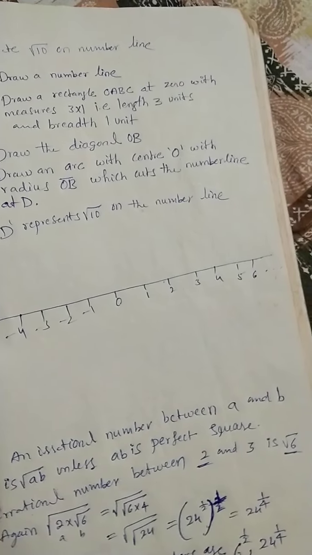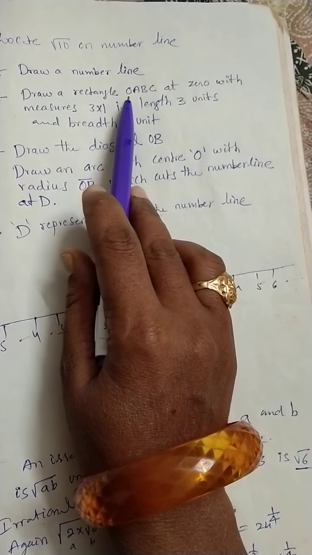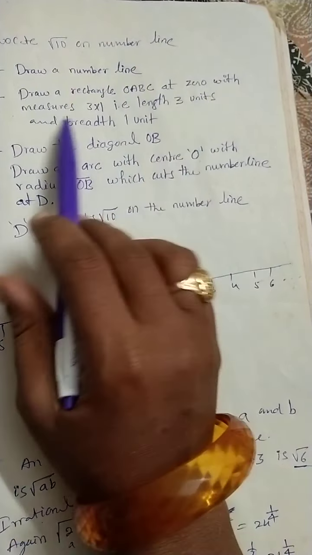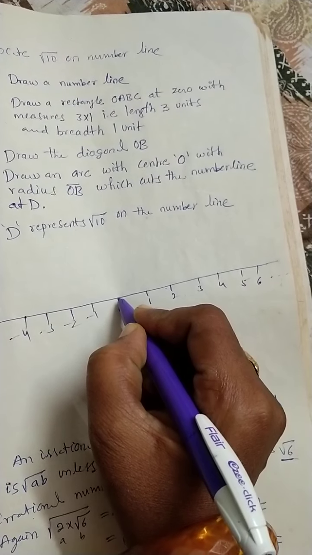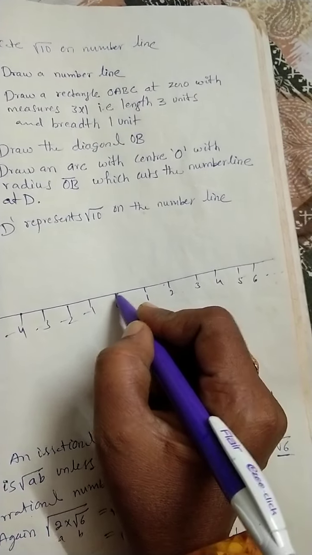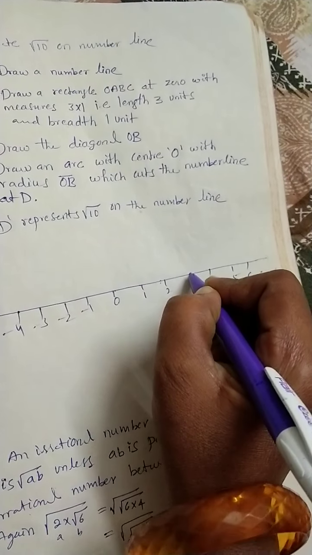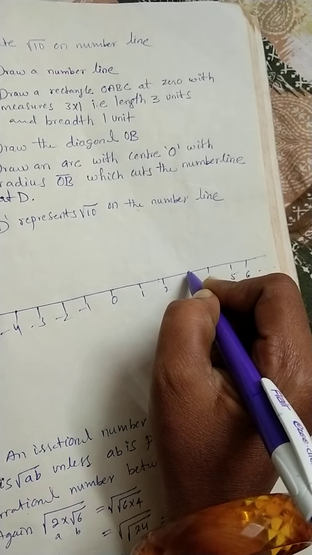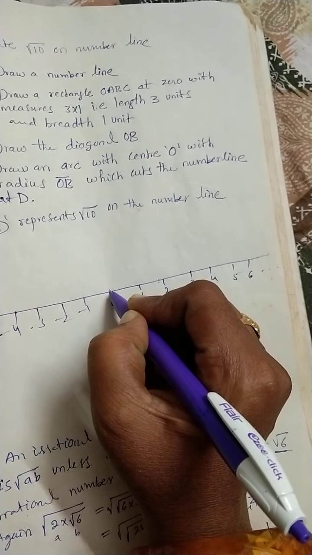Now what we have to do? We have to draw a rectangle OABC at 0 with measures. From 0 we have to start, and the length, how many units? 3 units. So 1, 2, 3. And breadth only 1 unit, right? Only 1 unit. We have to draw the rectangle.